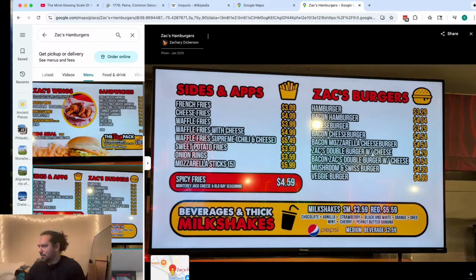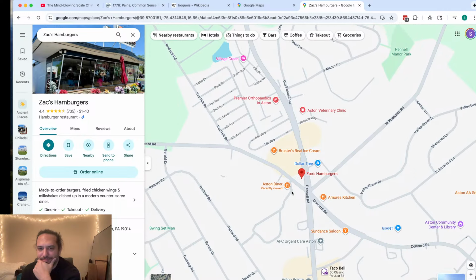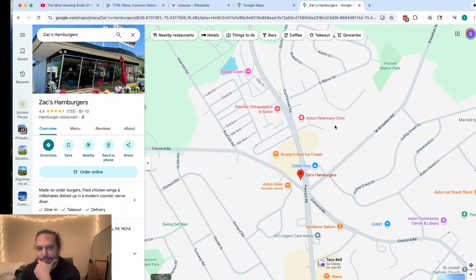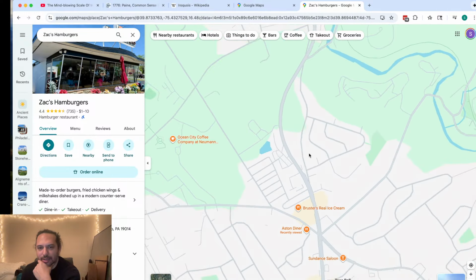Zach's used to serve huge burgers for relatively cheap. Burgers are small now. Oh, they cut the sizes. I see. Okay. Well, I remember them being cheap and good, and too bad. But yeah, a lot of good memories at Zach's, a lot of good memories at the Aston Diner. Yep, good times. So I'll add that to the list.